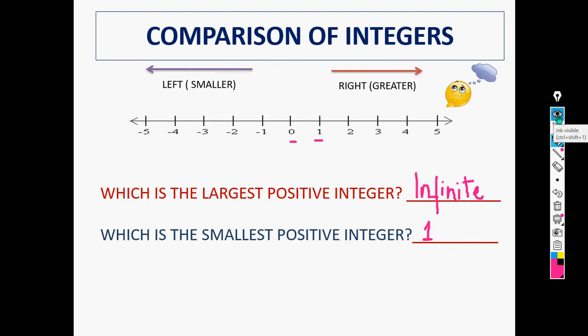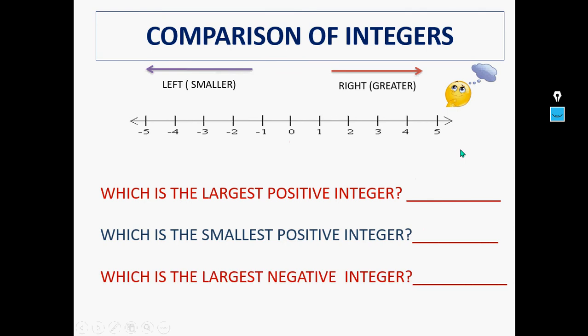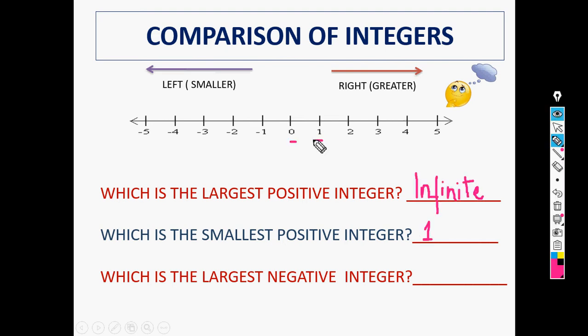So get set for the third one now. The third question is, which is the largest negative integer? So any guesses? The largest negative integer is -1, as you have to remember that the numbers on the right are always greater. So that means 1 is greater than -1, -1 is greater than -2, -2 is greater than -3, -3 is greater than -4. So here -1 is the largest negative integer, so your answer will come here as -1.